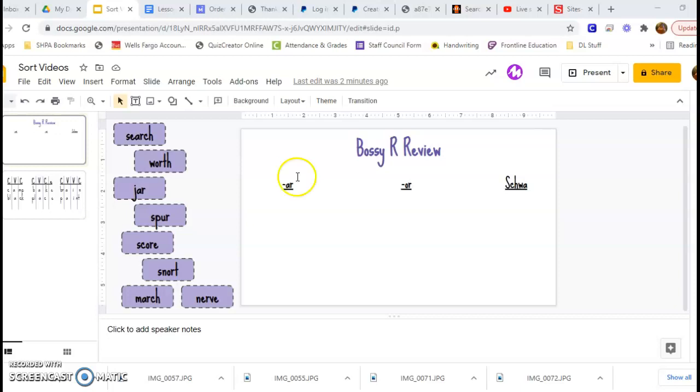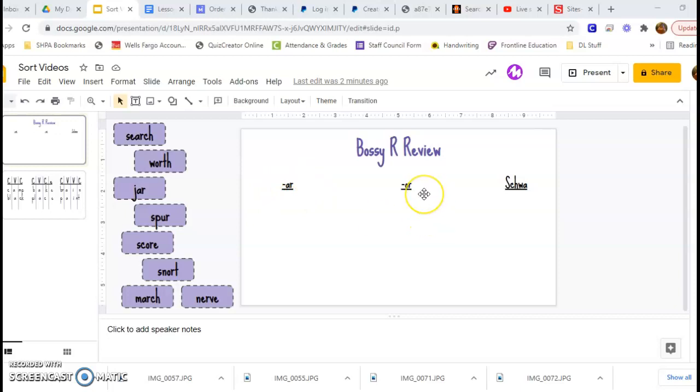Ar. So all the words that are going to go in this group have to look like the AR spelling and sound like "ar." It's really important that they follow both rules. If we have one, for example, that has the spelling but doesn't have the sound, then it doesn't count.